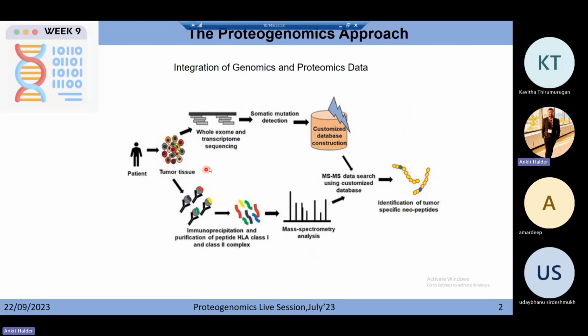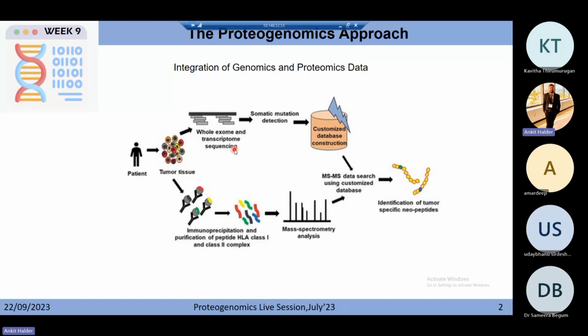Firstly you will take up the tumor tissues, then you can perform whole exome and transcriptome sequencing. If you remember, in the first or second week we discussed the workflows at the CPTAC, how whole exome and whole proteome sequencing used together have been aggressively helping us to understand the relevance of the data. Now we will look at the nitty-gritty of those things, how we can integrate them. So you have your whole exome and the transcriptome sequencing.